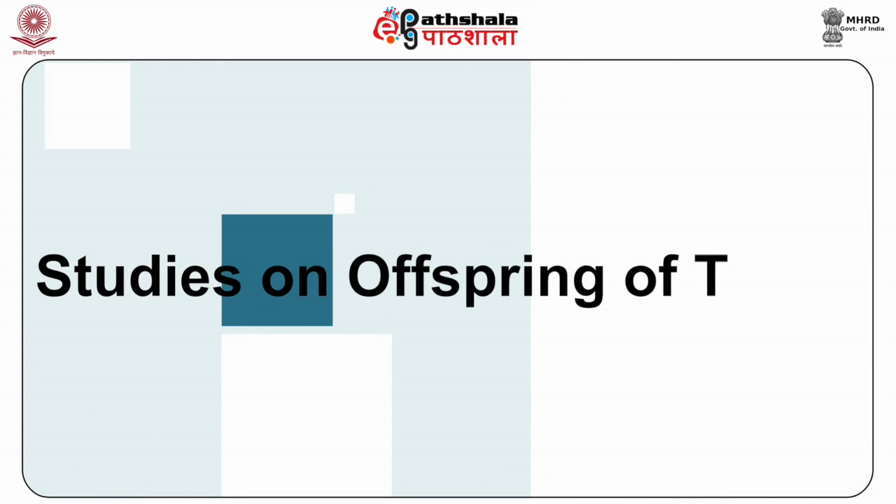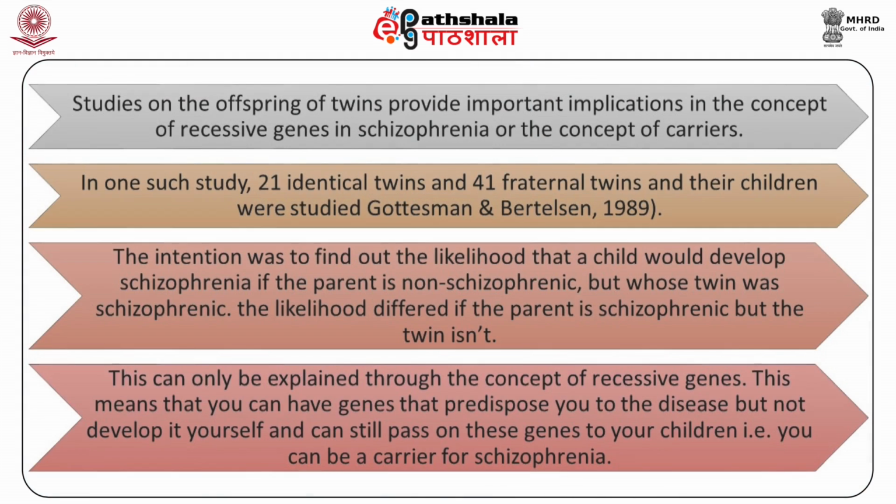Studies on offspring of twins. Studies on offspring of twins provide important implications in the concept of recessive genes in schizophrenia, or the concept of carriers. In one such study, 21 identical twins and 41 fraternal twins and their children were studied. The intention was to find out the likelihood that the child would develop schizophrenia if the parent is non-schizophrenic but whose twin is schizophrenic. The likelihood differed if the parent is schizophrenic but the twin isn't.